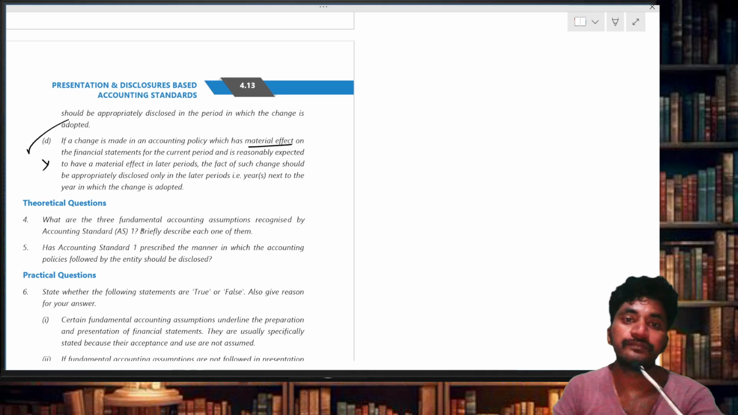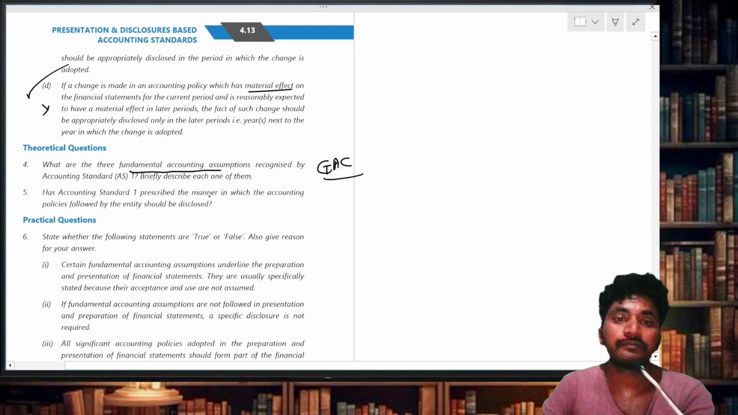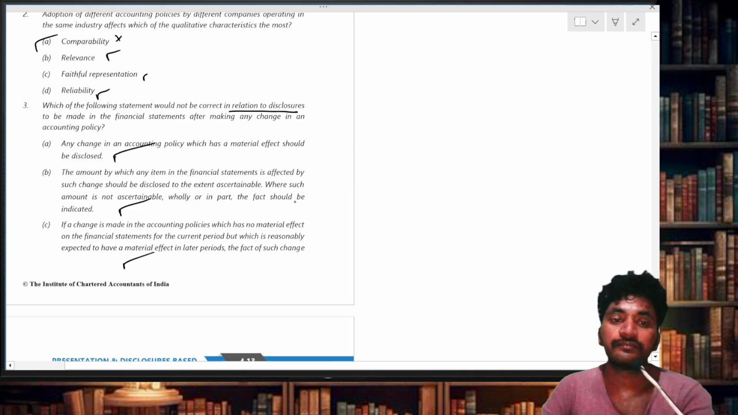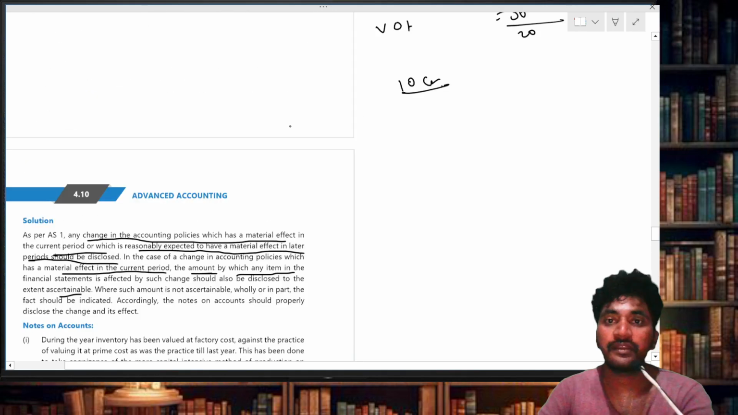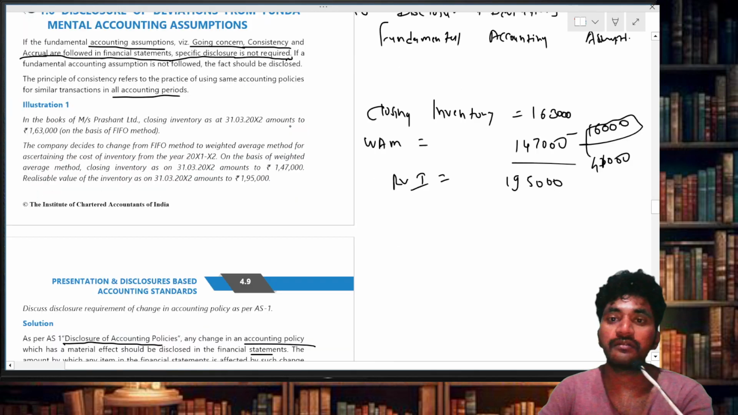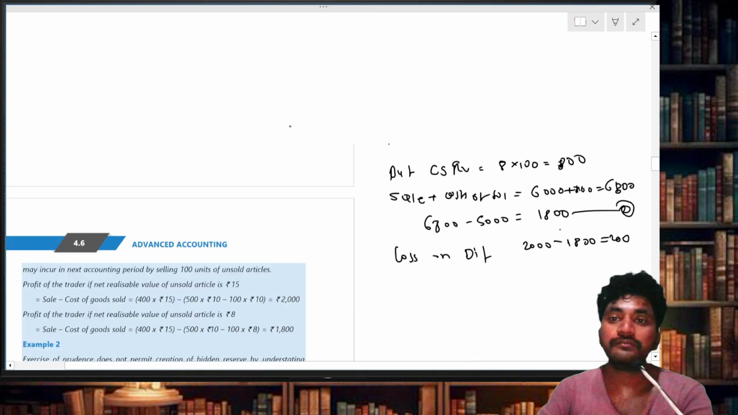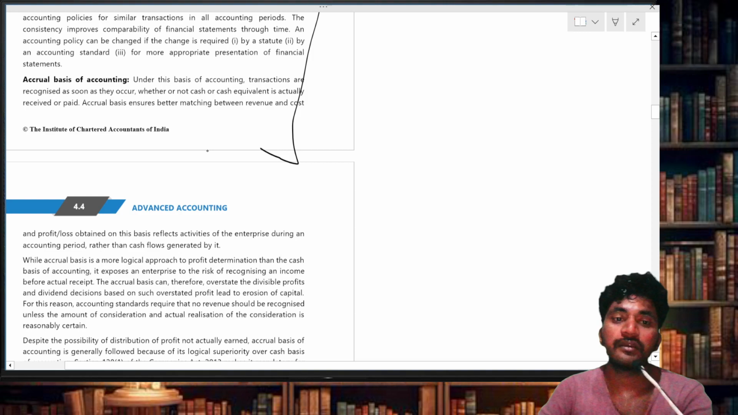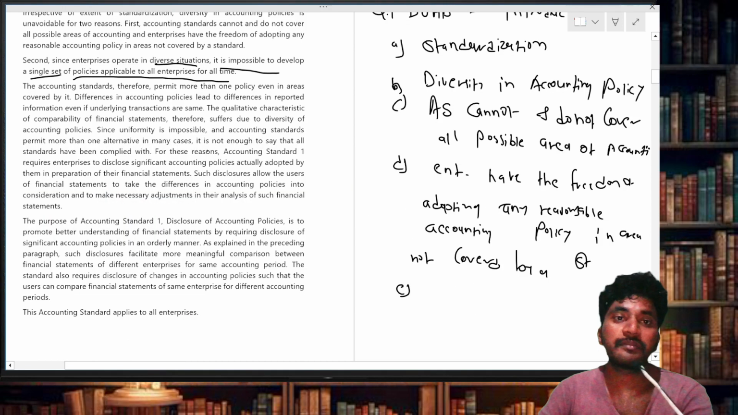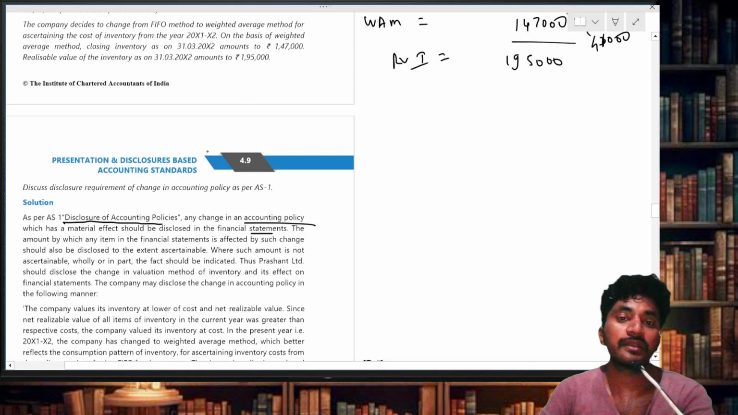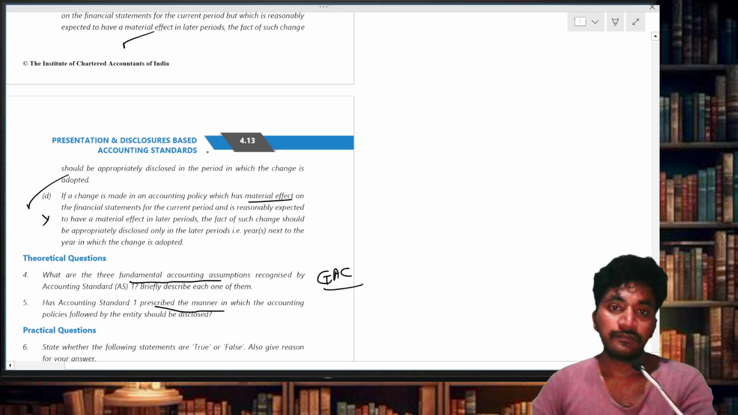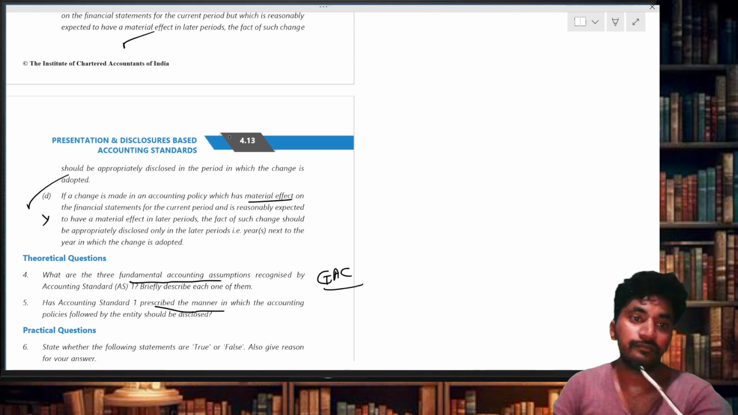Theoretical questions. Fundamental assumptions, and the major considerations: materiality, prudence, substance over form. Accounting policy should be disclosed.